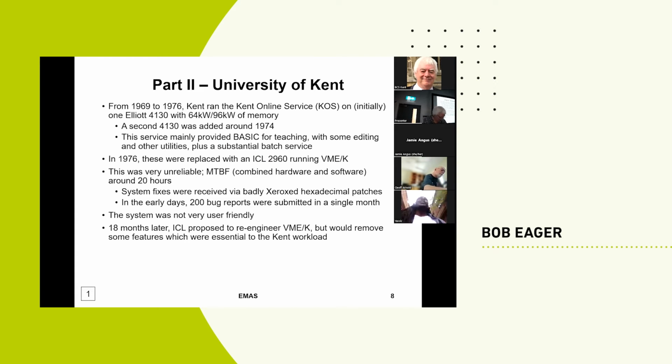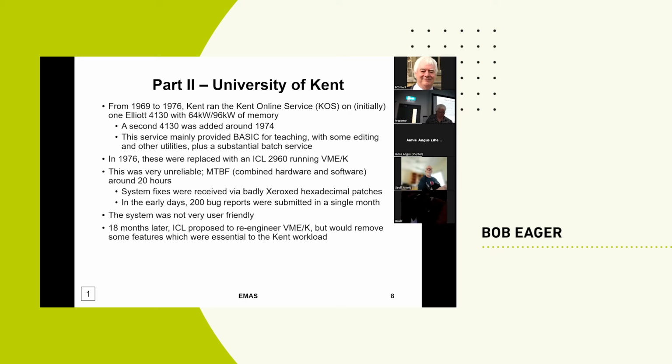So then let's move on to the next phase, which is the University of Kent, and we ran the Kent Online System service on the COS on an Elliott 4130, a little 24-bit machine with 64 kilowords of memory, and then we built some bootleg memory as well. We have a second one later on. It's essentially BASIC. We ran on that for teaching and a couple of other things, and a substantial batch service. And that was the university mainframe for 10 years.